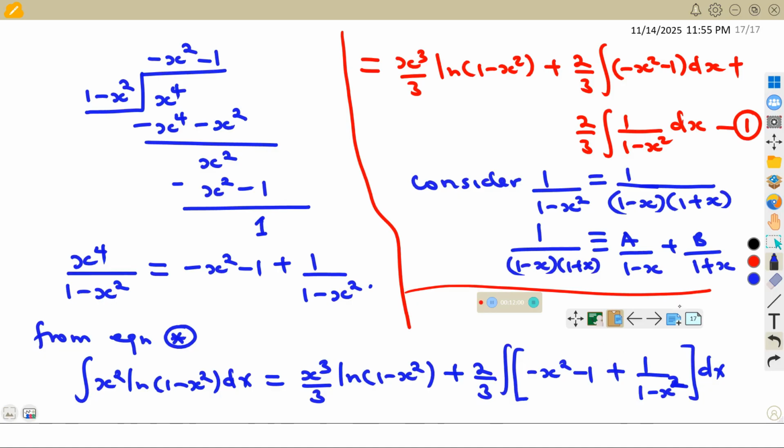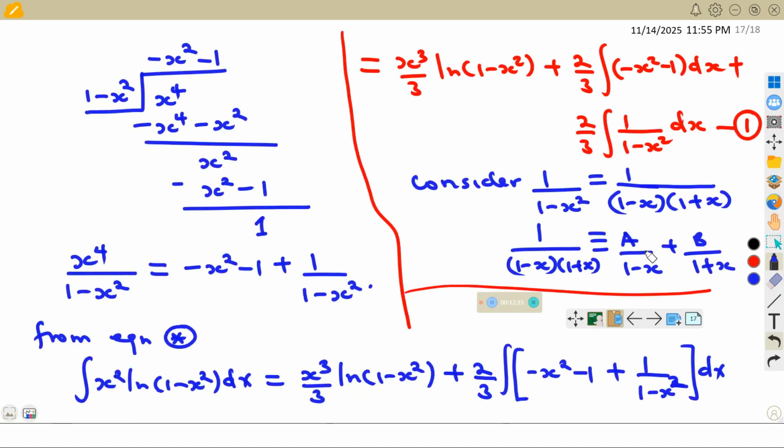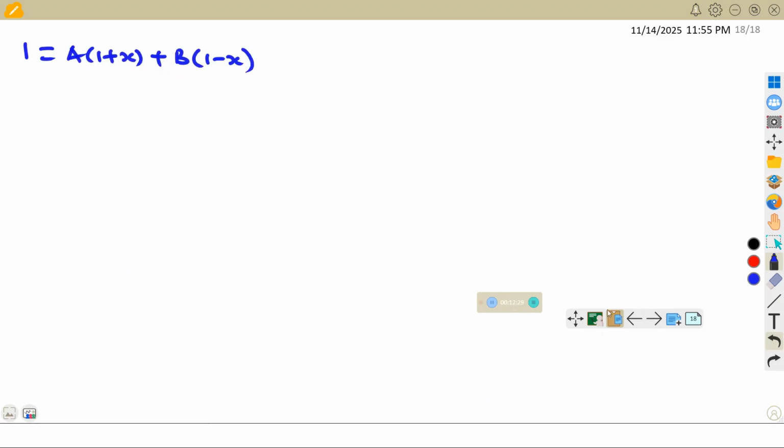So from here, we shall go on and have 1 equal to a into 1 plus x plus b into 1 minus x. So we want to get the values of a and b. So a over 1 minus x, then plus b over 1 plus x. So you cross multiply. So 1 is equal to a into 1 plus x, then b into 1 minus x.